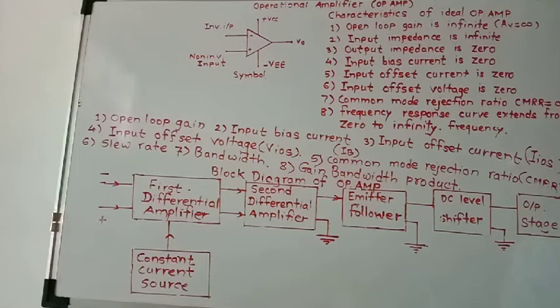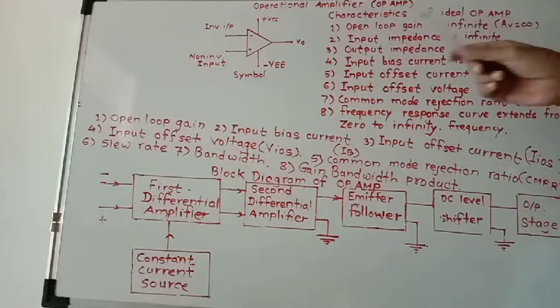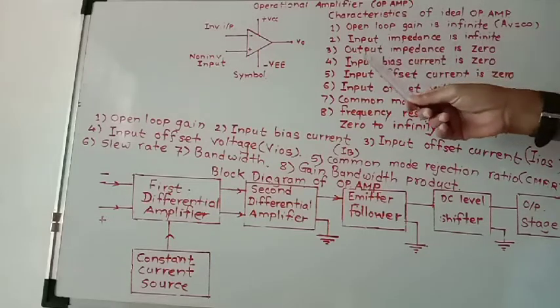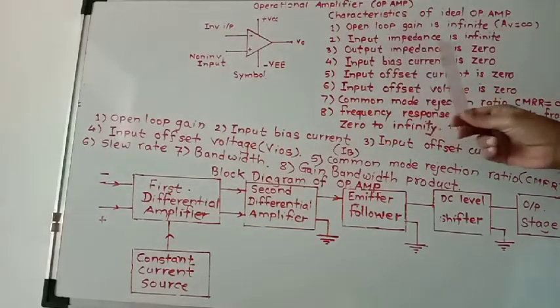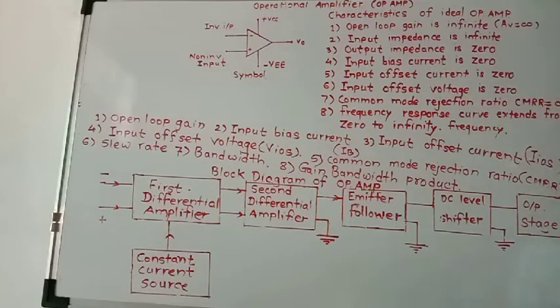So what are the characteristics of an ideal operational amplifier? The characteristics of an ideal op amp are: open loop gain is infinite, input impedance is infinite, output impedance is zero, input bias current is zero, input offset current is zero, input offset voltage is zero. Then common mode rejection ratio CMRR is infinite, and the frequency response curve extends from 0 to infinite frequency.